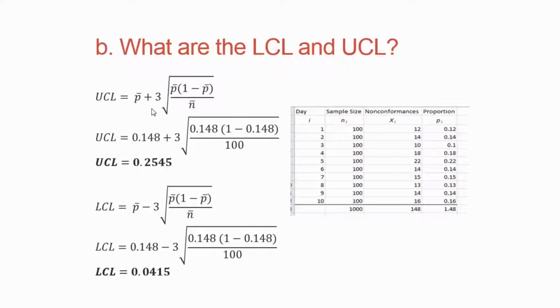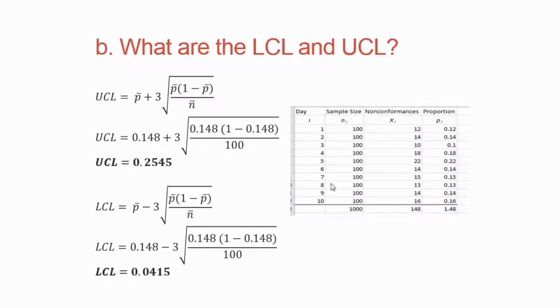And then to find P bar, we add up those 10 values. We get 1.48, and then we divide by the sample size, which is N for each day, which is 100, and that gives us 0.148. So our average proportion is going to be 14.8%. And then we add and subtract 3 times the square root of P bar times 1 minus P bar over N bar. So we plug in the values for P bar, and 1 minus that, and N bar is 100 because all of our sample sizes are equal in this case, and they're all equal to 100.